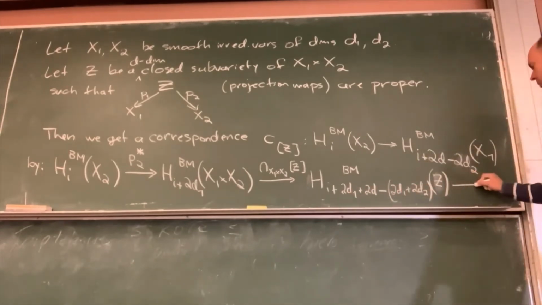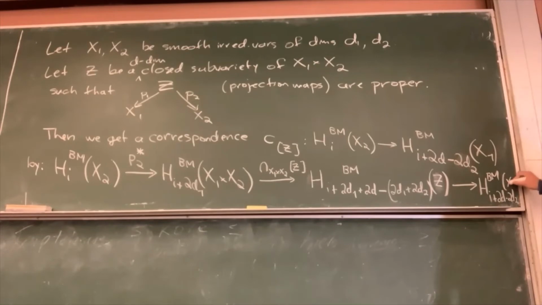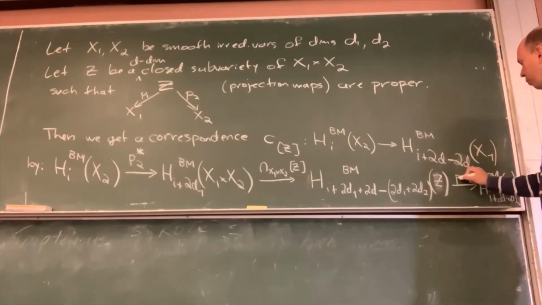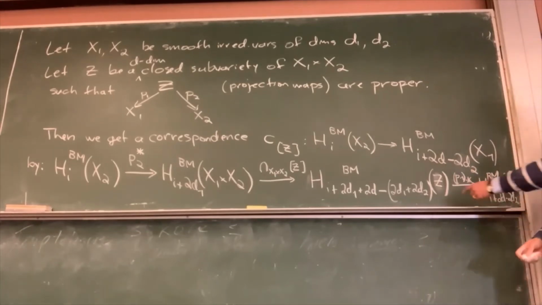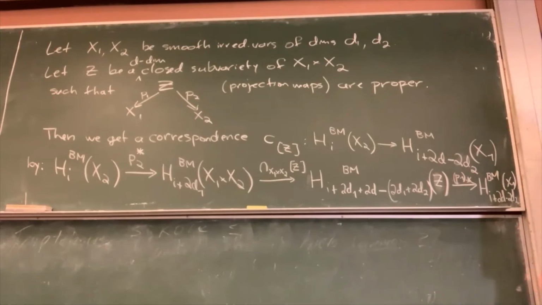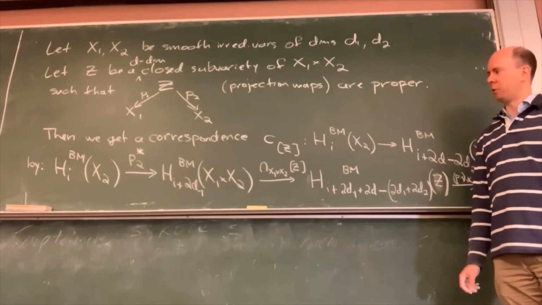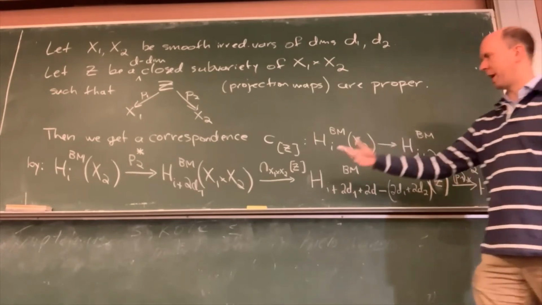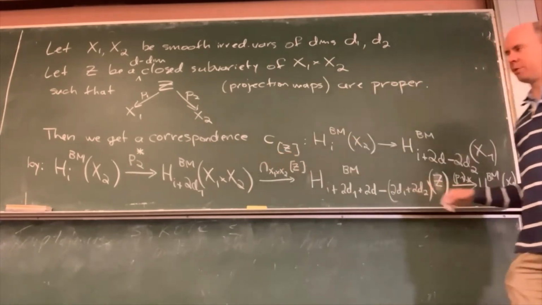And so the final step then is to take the push forward map to I plus 2d minus 2d2, sorry, of X1. And this is now pushed forward through P1, which we assume to be proper, when restricted to Z, the map from Z to X1. So we've used the fact that it has push forwards, pullbacks, and an intersection form to define this.